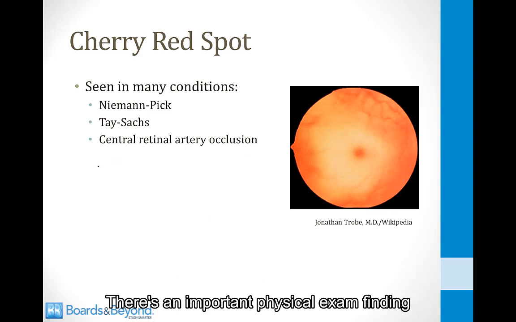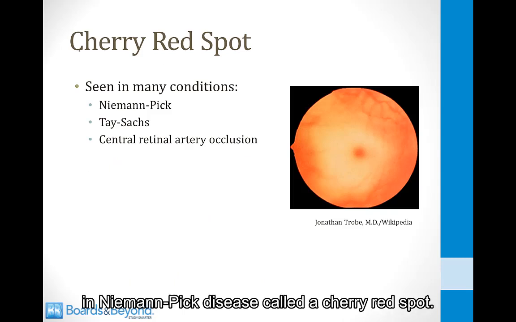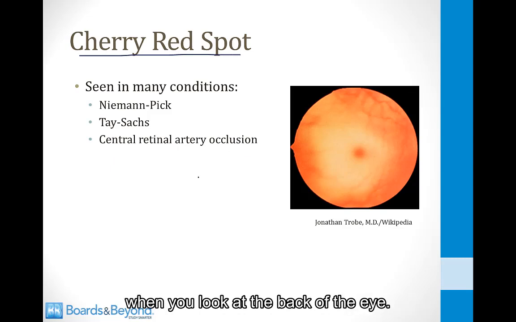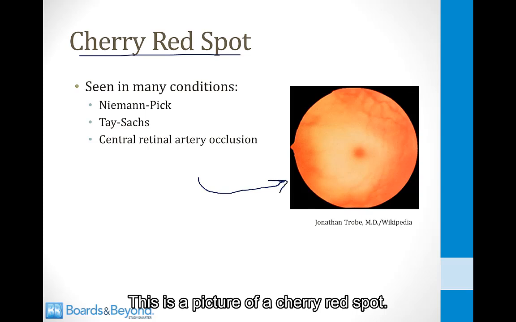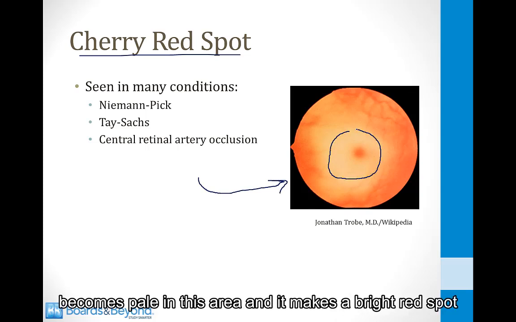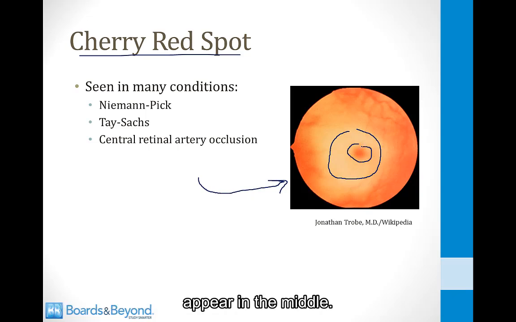There's an important physical exam finding in Niemann-Pick disease called a cherry red spot. This is a finding you see on fundoscopic exam when you look at the back of the eye. This is a picture of a cherry red spot. It actually happens because the back of the eye becomes pale in this area and it makes a bright red spot appear in the middle.